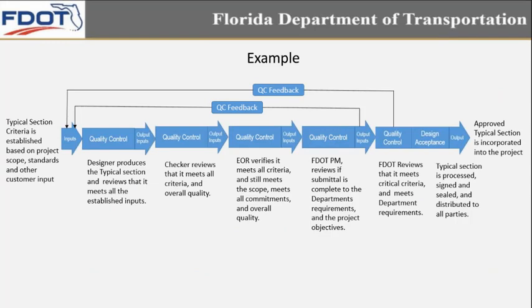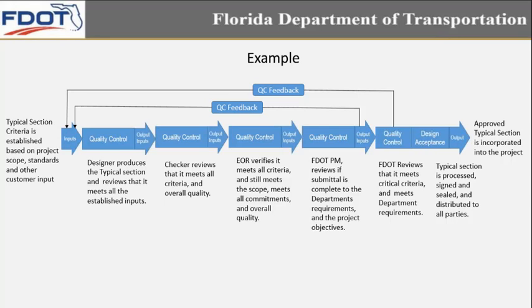And here you see a sample of how that loop typically plays out on a lot of projects. Take an example of a typical section. Typical section criteria is established based on project scope, standards, and other customer input. It goes to the designer, as we saw in that last diagram. The designer produces a typical section and reviews that it meets all established inputs. Again, quality control: checking the outputs based on the inputs.